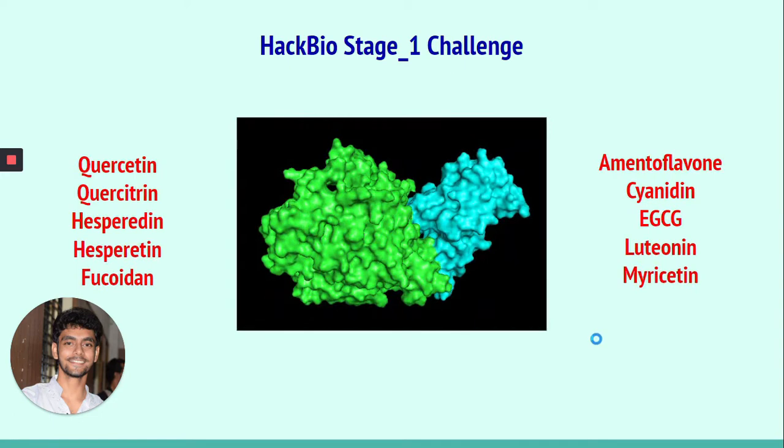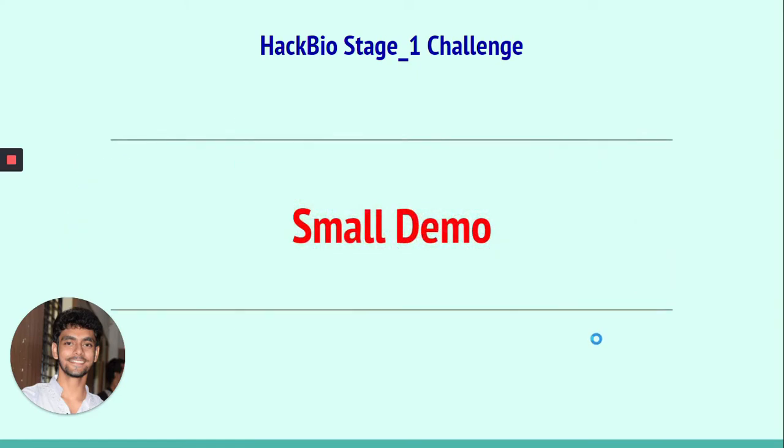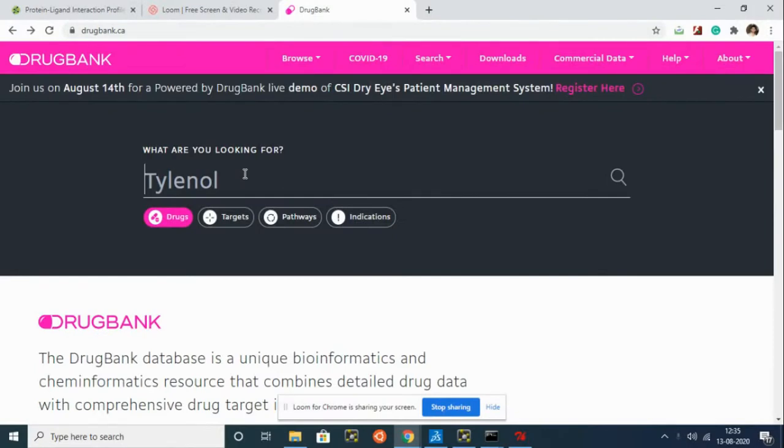So these are the flavonoids which we have tested, and at the center you can see the 6LZG protein. So let's get to a small demonstration of the use of the software. To find out the drug molecule that we have proposed, we usually download it from various databases like DrugBank or ZINC or maybe PubChem.